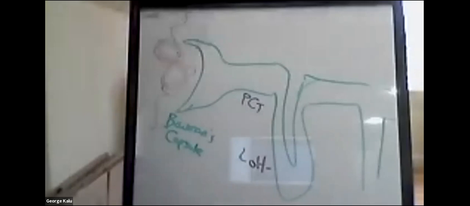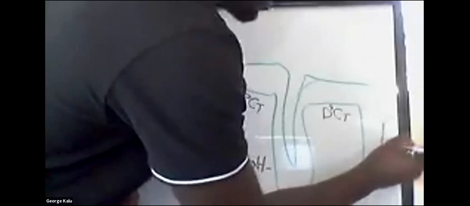Then we are going to have the distal convoluted tubule over here. That's going to be this portion there. And then the last region over here is our collecting duct. I'll just put CD for collecting duct. That's our collecting duct.